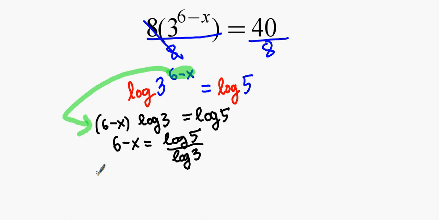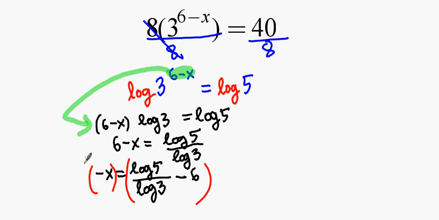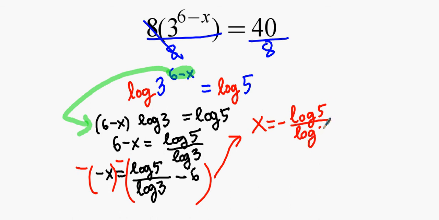Now let's get rid of that 6. So negative x equals log 5 divided by log 3, and then move that positive 6 over to the right, make it negative. And then finally I need to get rid of that negative, so let's multiply both sides by negative 1. So in the end we have x equals, now make sure to change the sign, negative log 5 over log 3, and instead of minus 6 it's going to be plus 6.